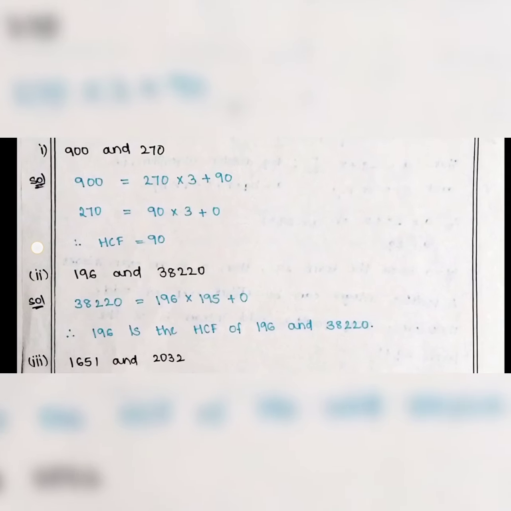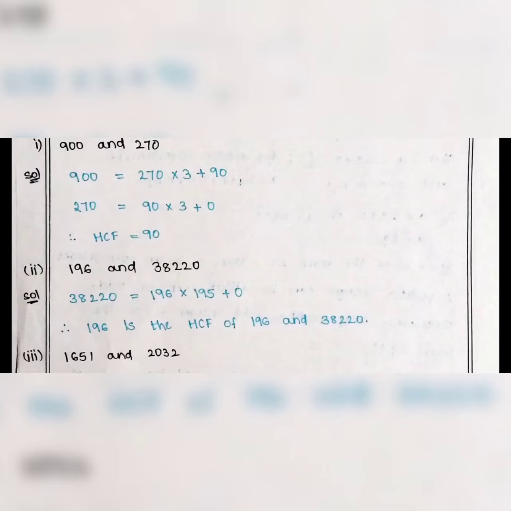Second bit, 196 and 38220. Here we are taking the highest number, 38220. This can be expressed as 196 into how much, so that we get the remainder 0: 196 into 195 plus 0. So 196 itself is the HCF, because at this point we got the remainder 0.